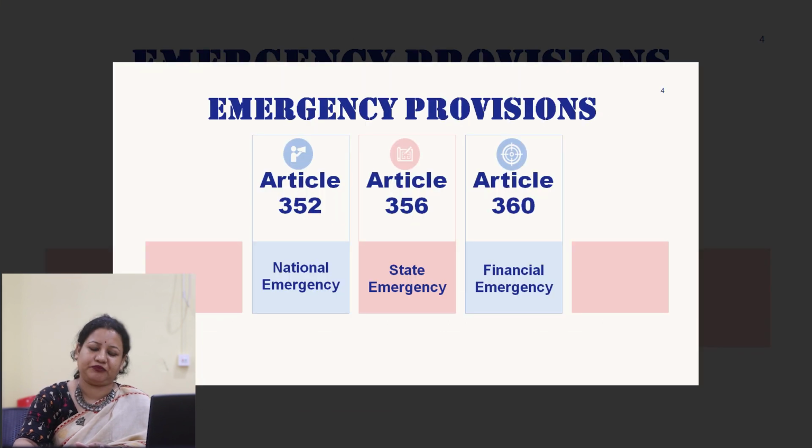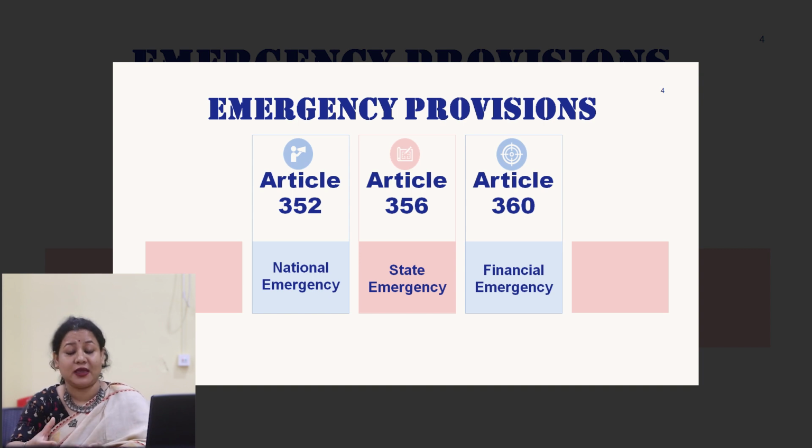Now come to the next point, emergency provisions. Now what is an emergency provision? We all know that there are three emergencies listed in our constitution. First one, national emergency under Article 352. Second one, state emergency under Article 356. Third one, financial emergency under Article 360. Now the question comes, how do these emergency provisions make the central government more powerful?